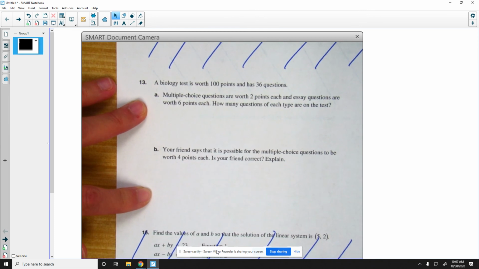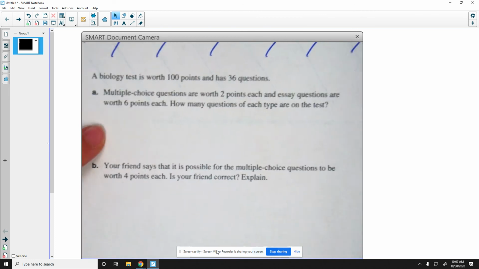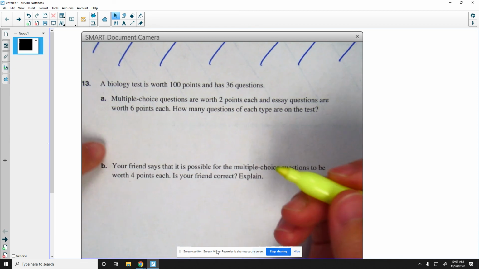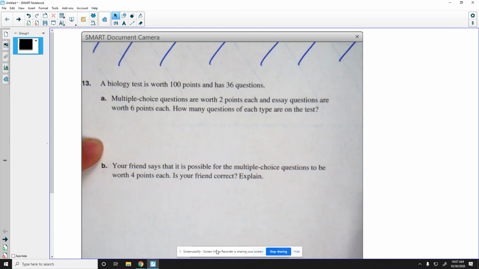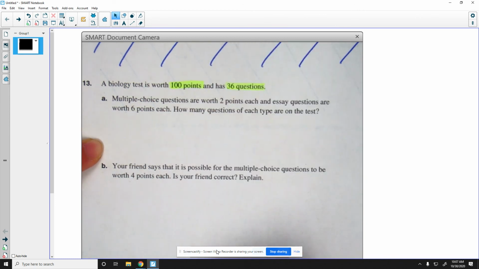Do you want me to set it up with you? Do you think you're still kind of iffy on that? Yes, all right. If you think that you're perfectly good with word problems, then close your ears and start working. If you want help on the word problem, then let's do it together, okay? So, a biology, still a linear equation? Yes. A biology test is worth 100 points and has 36 questions.